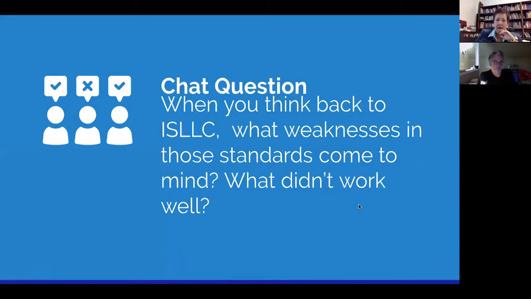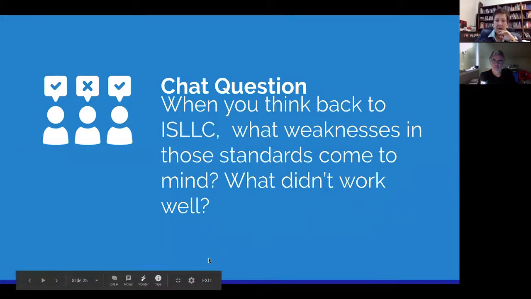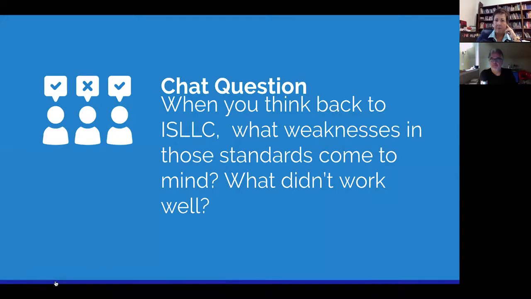You should see the chat feature available to you somewhere on your toolbar. And if you do have some thoughts about ISLLC challenges or weaknesses and would be willing to share those, please do, and I'll try to monitor the chat as those pop up.